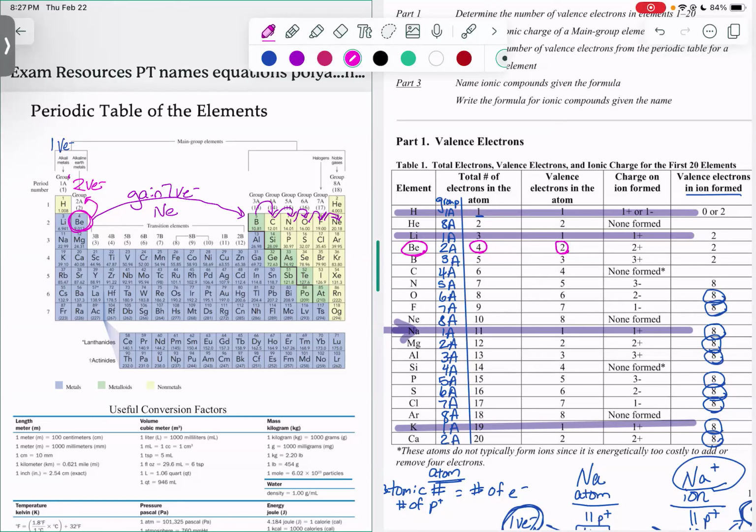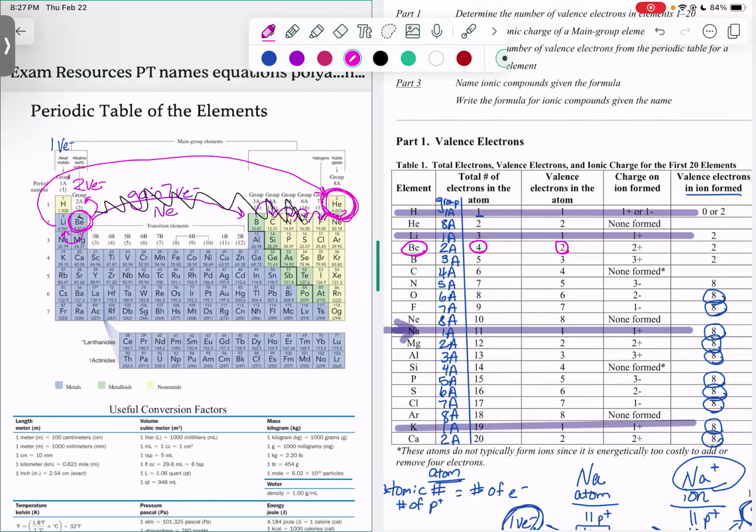But I only had 2 to start with. So the easier way to go would be to lose 1, look like lithium. And then lithium, if I lose 1 more, I would look like helium. So that's exactly what beryllium is going to do. It's not going to gain 7. That's just not going to happen. It's too much work. So beryllium has 2 valence electrons. It's going to lose those 2 valence electrons.